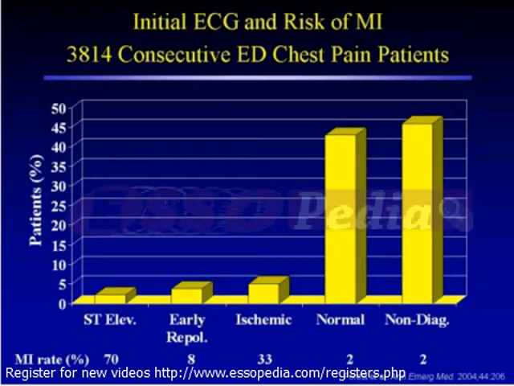This slide shows the results of the initial electrocardiogram in nearly 4,000 patients presenting with chest pain to the emergency department. You can see that very few patients present with ST elevation or clear ischemic changes on the ECG. More than 85% of all the ECGs were considered normal or non-diagnostic.